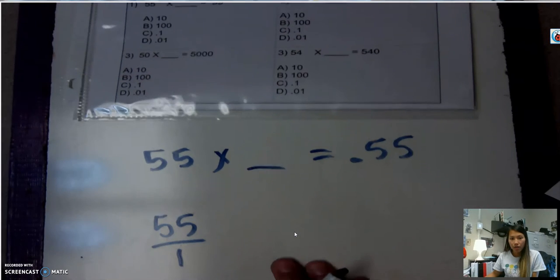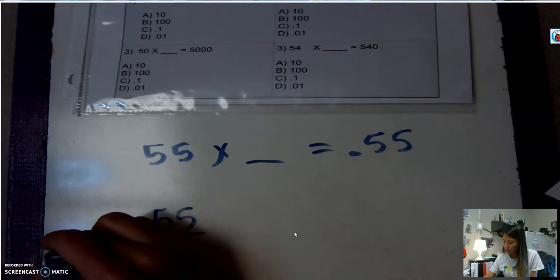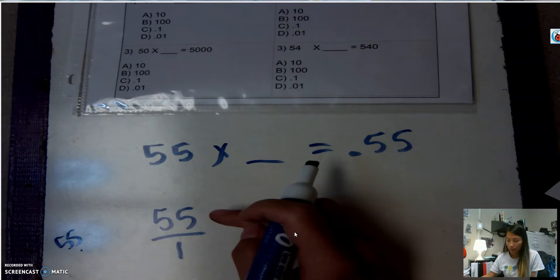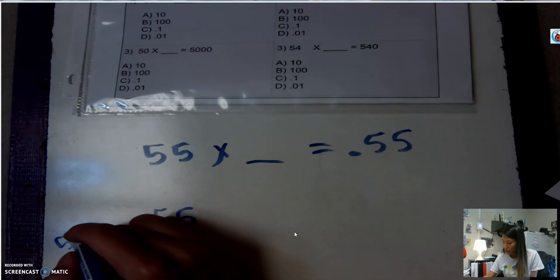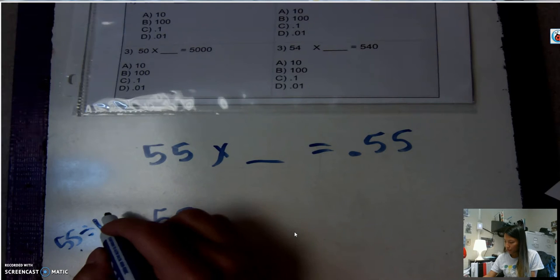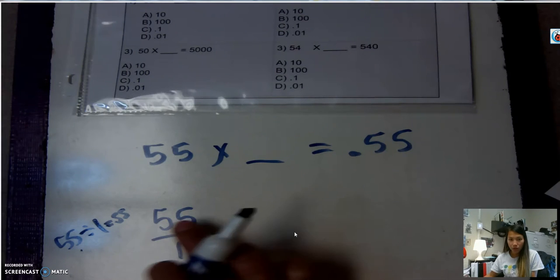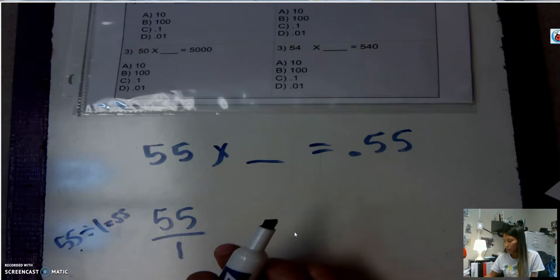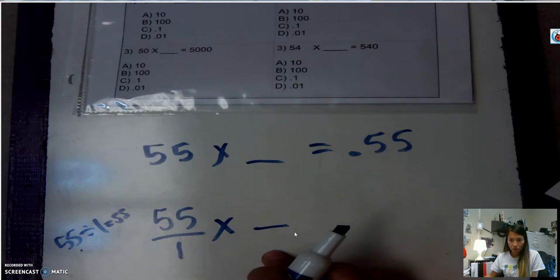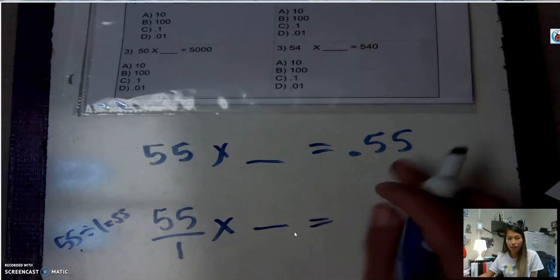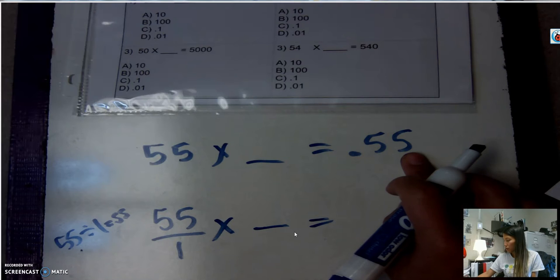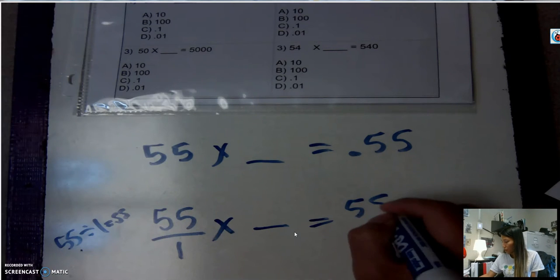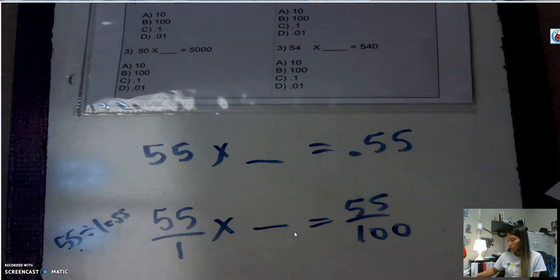Because 55 over 1 is technically the same thing as 55 divided by 1. And when you do that, 55 divided by 1, you'll get 55. So notice my value of 55 has not changed. I'm just putting it over 1. Okay, so 55 over 1 multiplied by a number that will be changed to a fraction will give you 55 hundredths. Now I would write that as 55 over 100. So the missing answer lies within here.